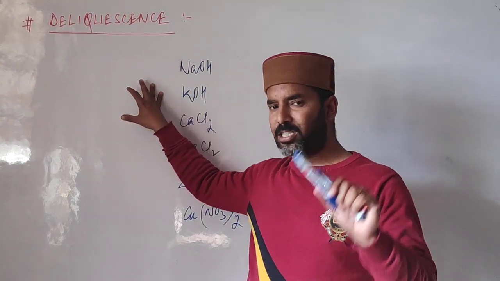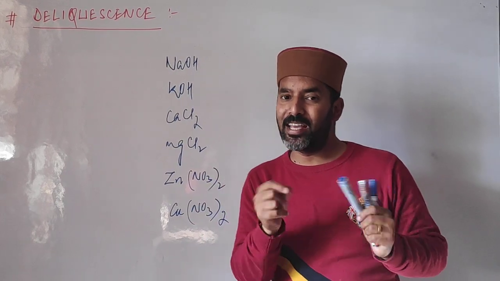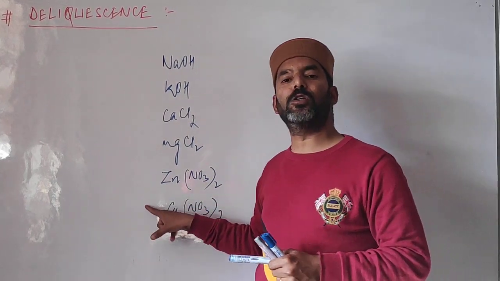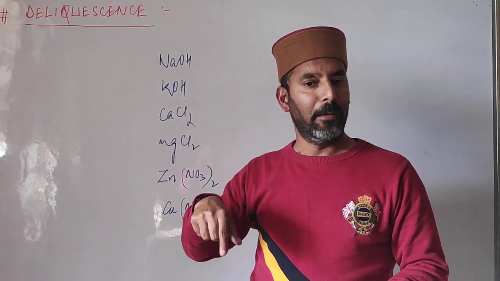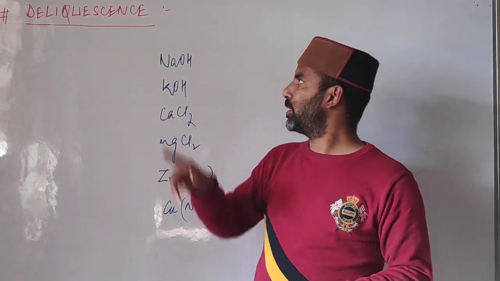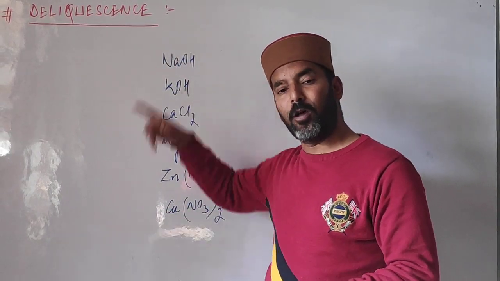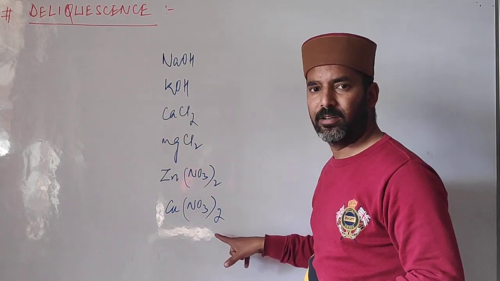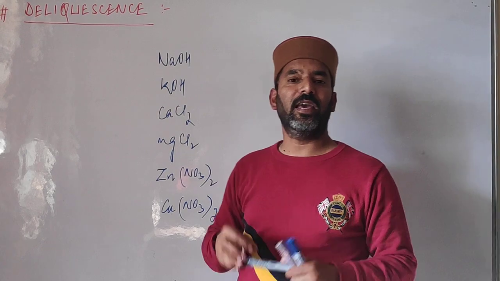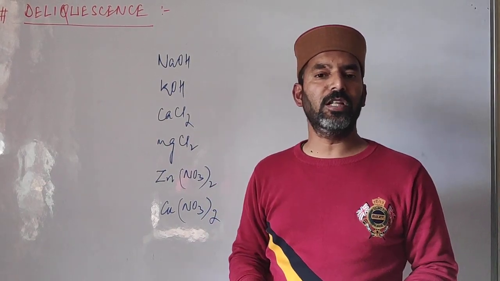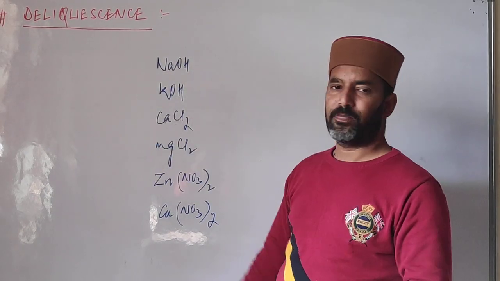Now students, there is a basic difference between delicescence and hygroscopy. Now, what is hygroscopy? In hygroscopy also, substances absorb moisture from the air, but they do not dissolve in it. But in delicescence, these substances absorb water vapor from the air and ultimately dissolve in it. So this was very important to note, that for delicescence, air should be humid, means there should be a large water content in the air.